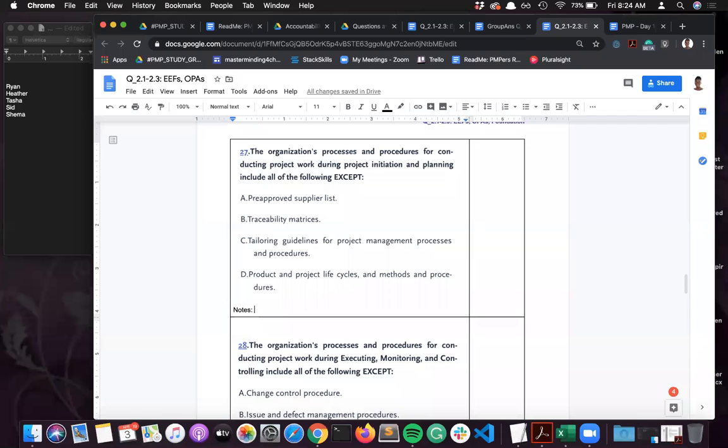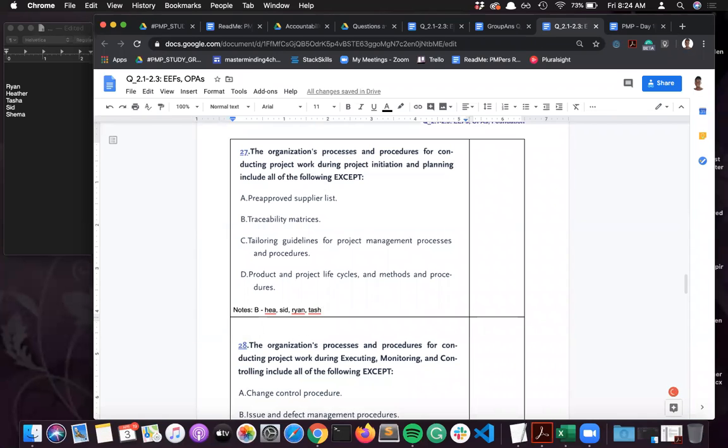Initiation and planning. I forgot what a traceability matrix is. I did too. But I feel like that's the answer, maybe, because the rest are... yeah, I'm going to go with B. Yeah, I'll go with B too. Seconded. Okay, this is the one that we're unanimously agreeing on. I think everyone's going with B. Yeah, the answer is B.